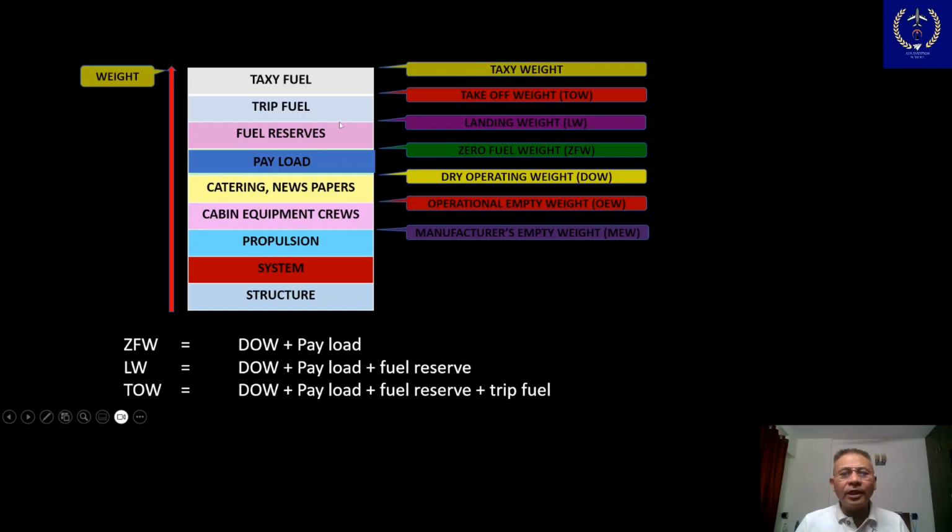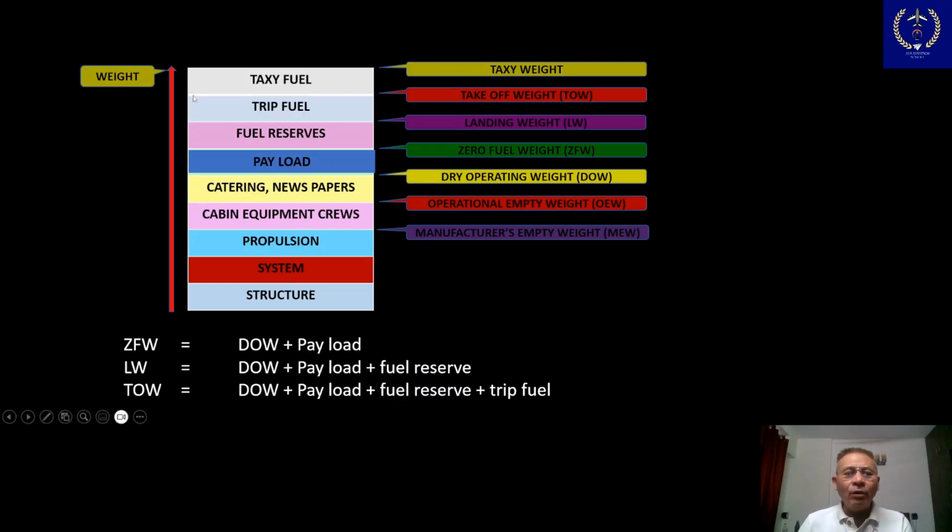And in the landing weight, if we add the trip fuel, then we will get the takeoff weight. And if we add the fuel for the taxi, the weight of the fuel, then we will get the taxi weight or ramp weight.